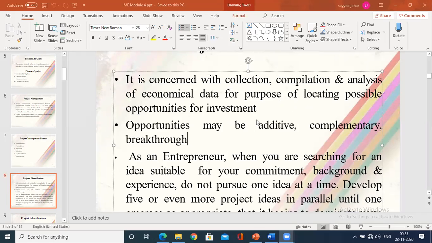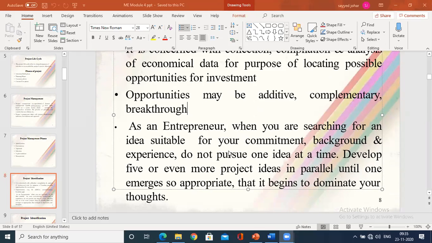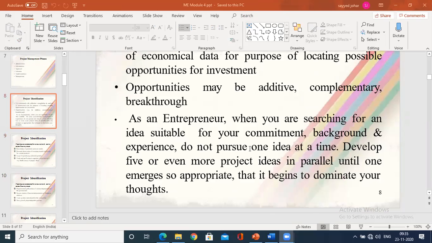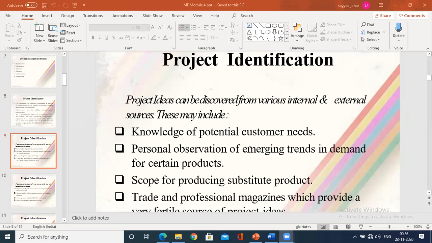The first 2 points I explained: how do you identify the project, that is a way of identifying the project. Second is, as an entrepreneur, what is the commitment and the background in identifying the project? There are many other key points that you need to remember while identifying the project.